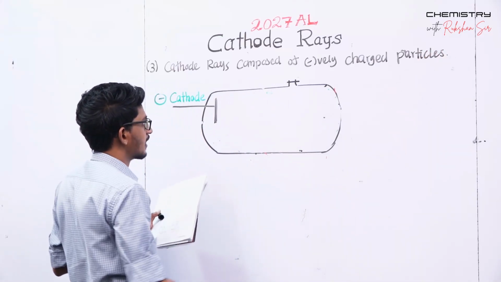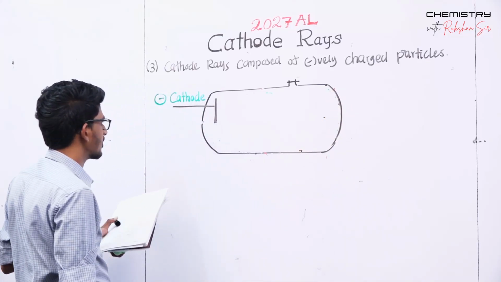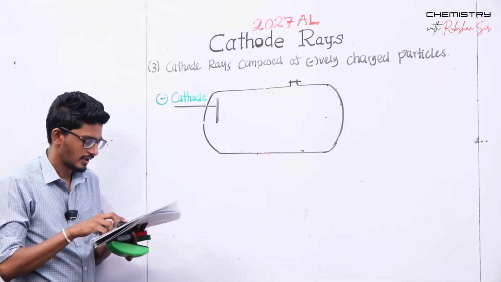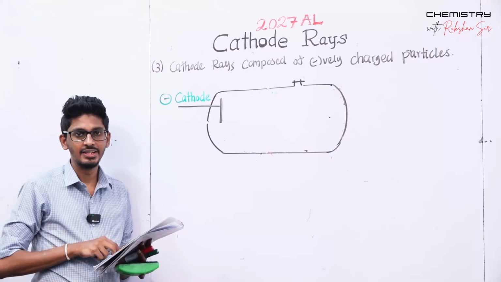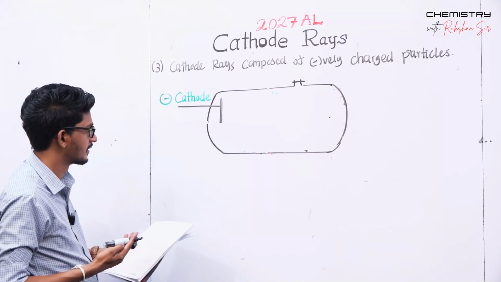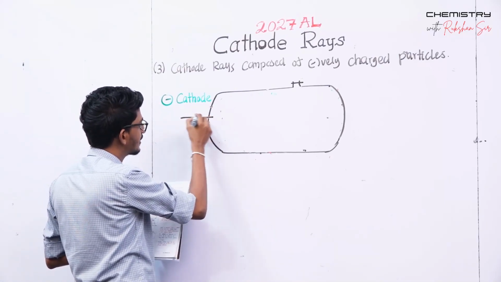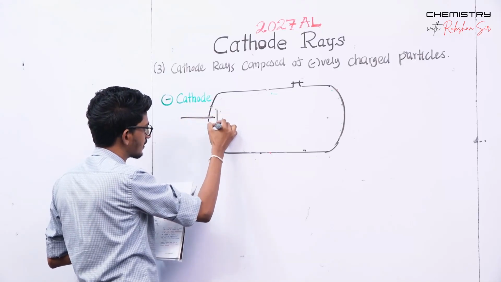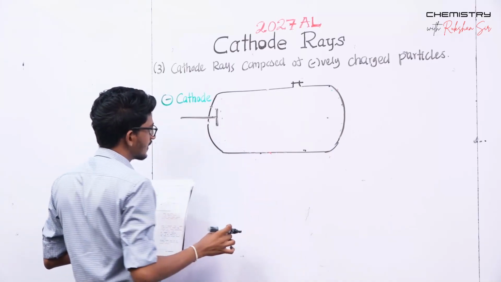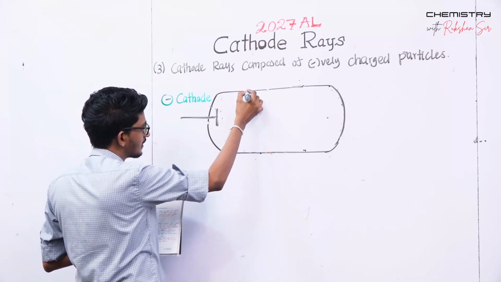Let's see what kind of diagram we are supposed to come up with. To prove this, we can use two experiments. One is by applying an external electric field in the path of the cathode rays. See how it is done.